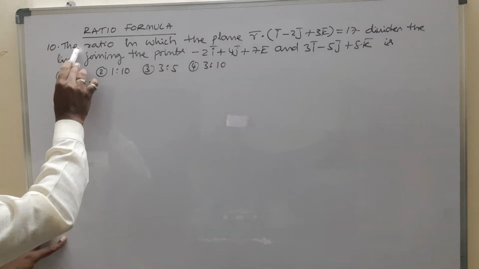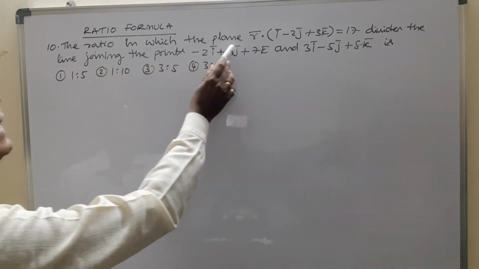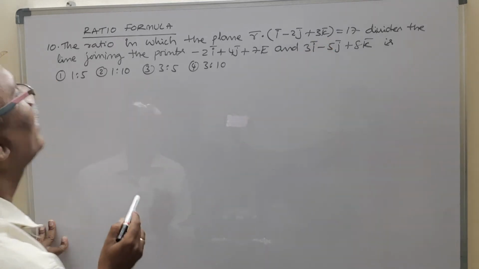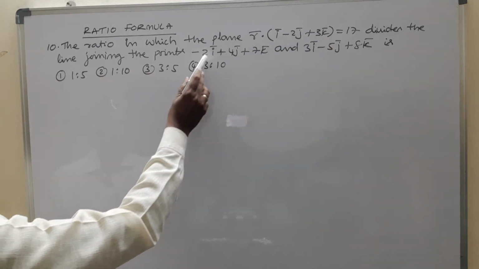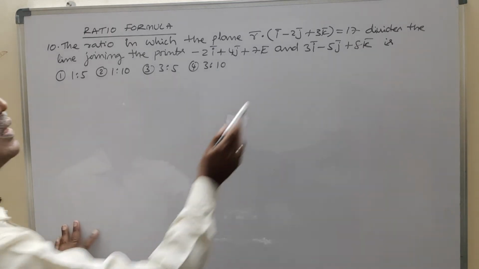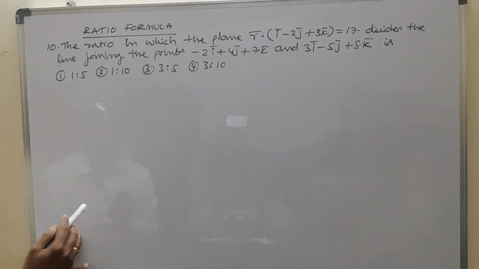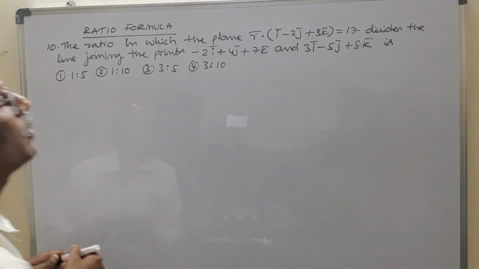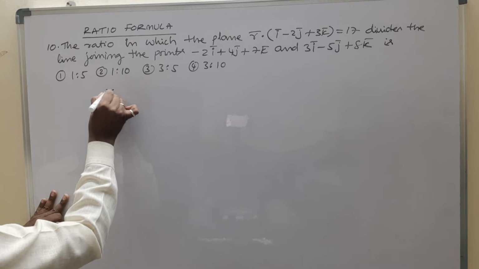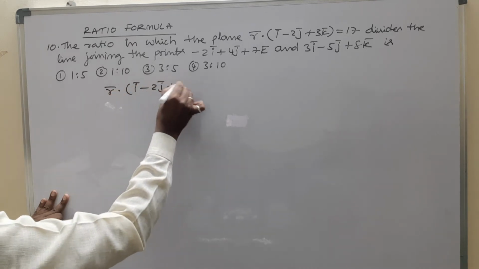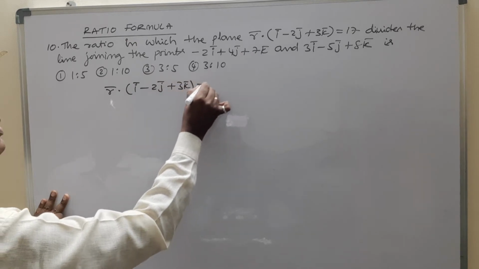Question number 10. The ratio in which the plane r bar dot (i bar minus 2j bar plus 3k bar) equal to 17 divides the line joining the points minus 2i bar plus 4j bar plus 7k bar and 3i bar minus 5j bar plus 8k bar is. Here the four options are given. In this problem, this is a plane equation in vector form. Here the plane equation is r bar dot (i bar minus 2j bar plus 3k bar) equal to 17.